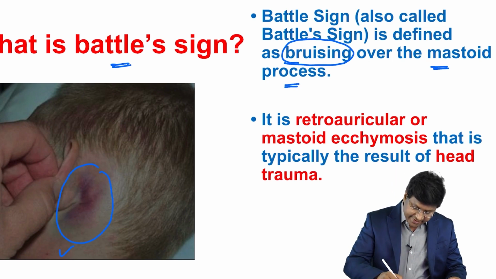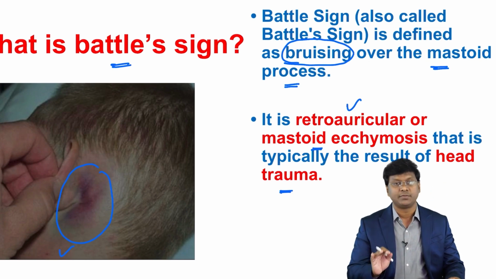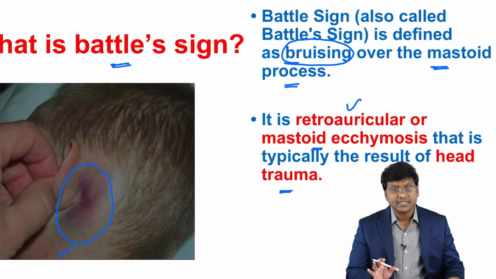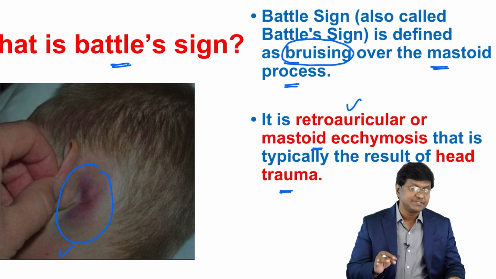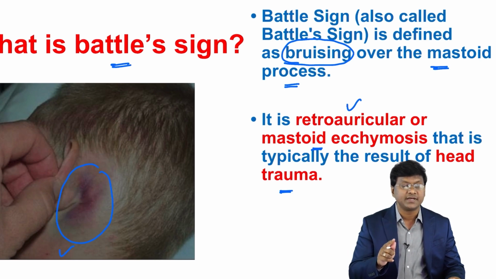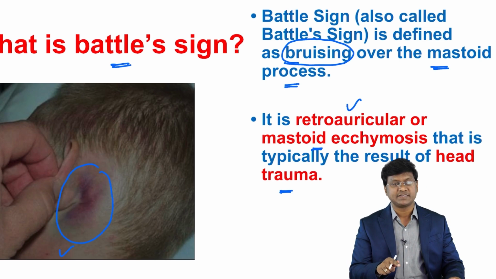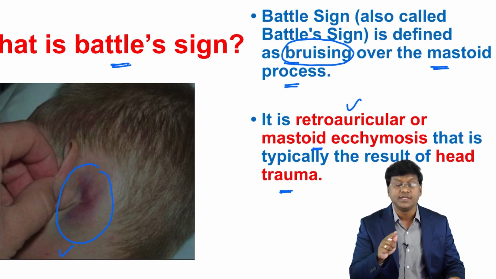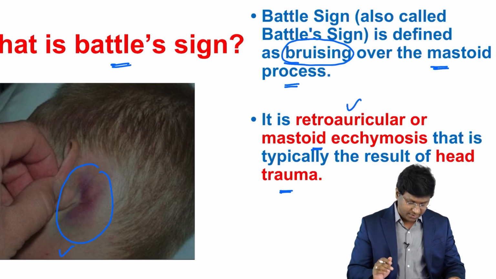And it is retroauricular or mastoid ecchymosis that is typically the result of head trauma. That is about the Battle sign. And this Battle sign takes at least 1 day to appear after the initial traumatic basilar skull fracture, right? After the head injury, that is after basilar skull fracture, it will take almost 1 day for this Battle sign to appear.